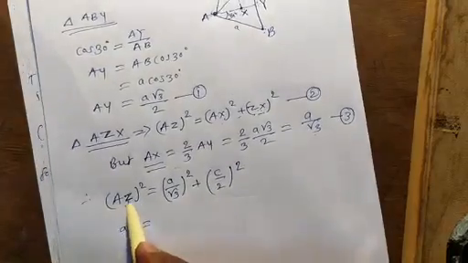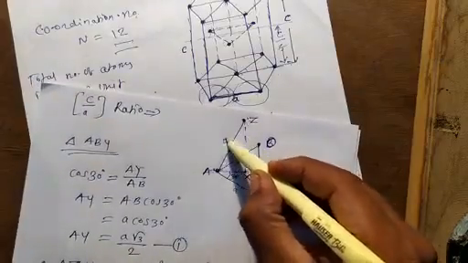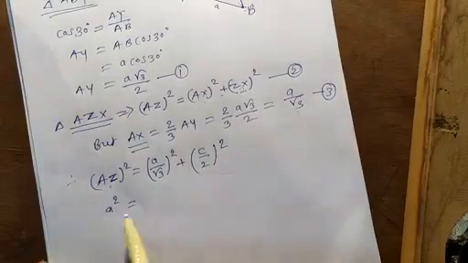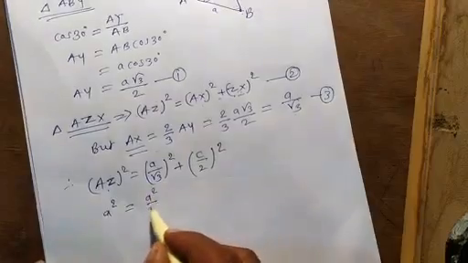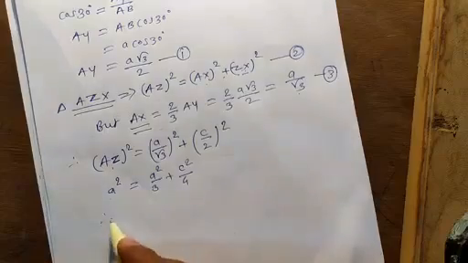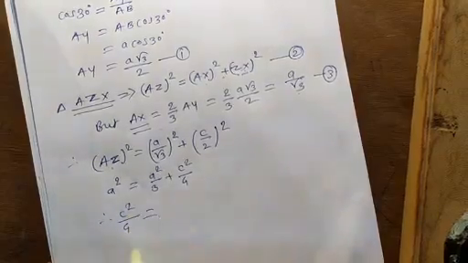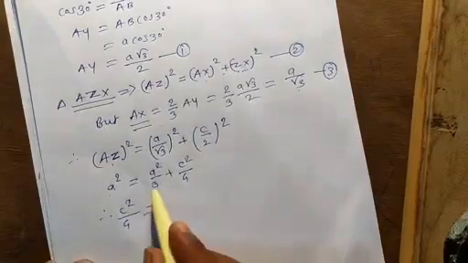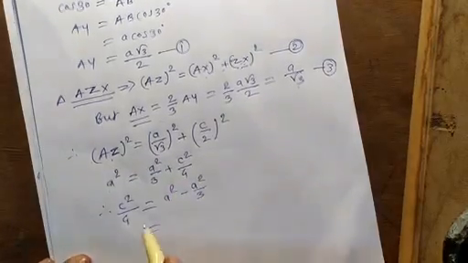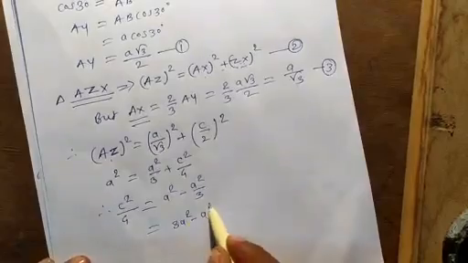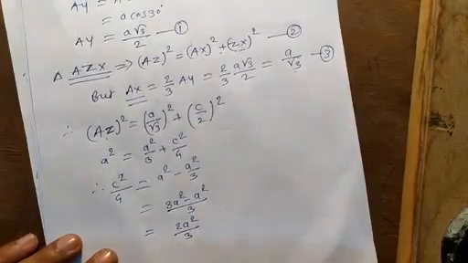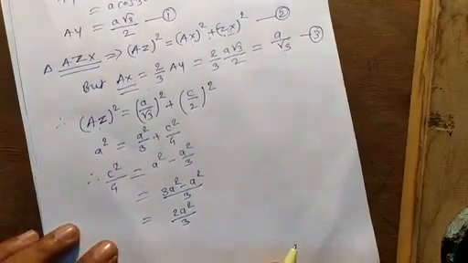What is AZ? Here AZ is equal to the lattice parameter A. Therefore AZ square equals A square, which equals A square upon 3 plus C square upon 4. Therefore if you calculate for C square upon 4, it becomes A square minus A square by 3. Simplify this: thrice A square minus A square by 3, that is equal to twice A square by 3. That is, we get 2/3 A square.